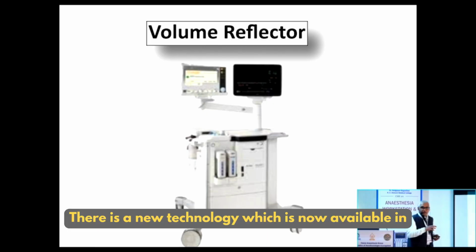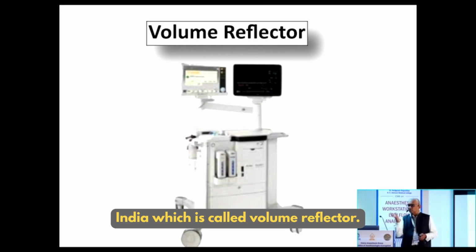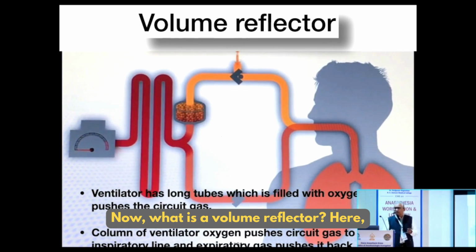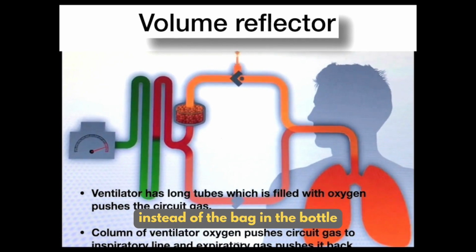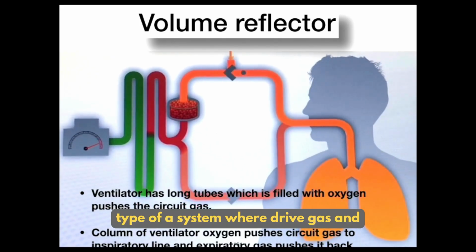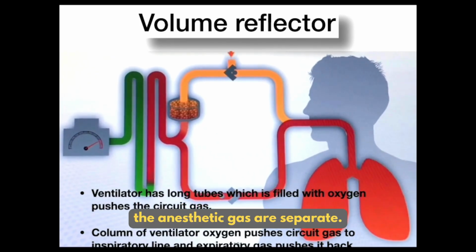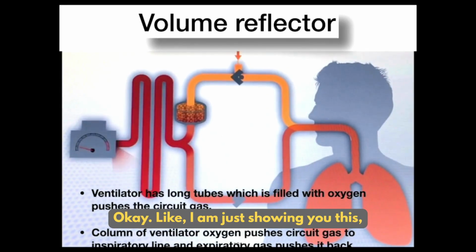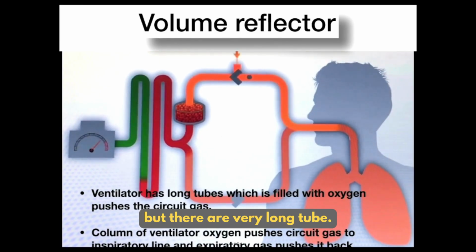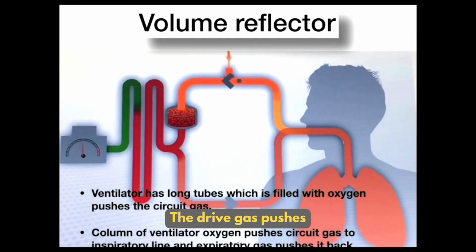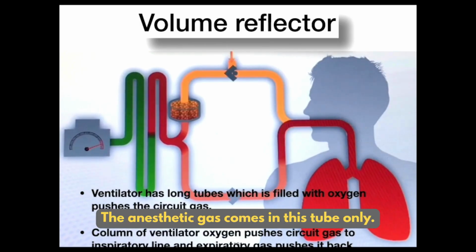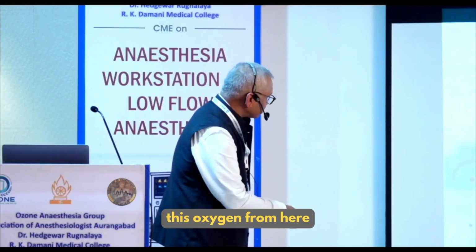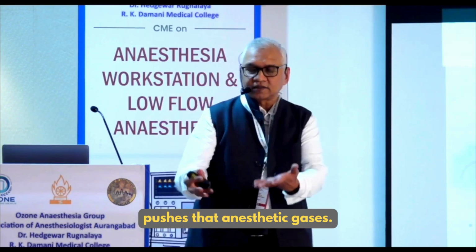There is a new technology which is now available in India, called Volume Reflector. In one company this is there. Now what is a volume reflector? Here, instead of the bag-in-bottle type of system where drive gas and the anesthetic gas are separate, they have created a long tube. I'm just showing you this, but it is a very long tube. The drive gas pushes oxygen from here. The anesthetic gas comes in this tube only, and the oxygen from here pushes those anesthetic gases.